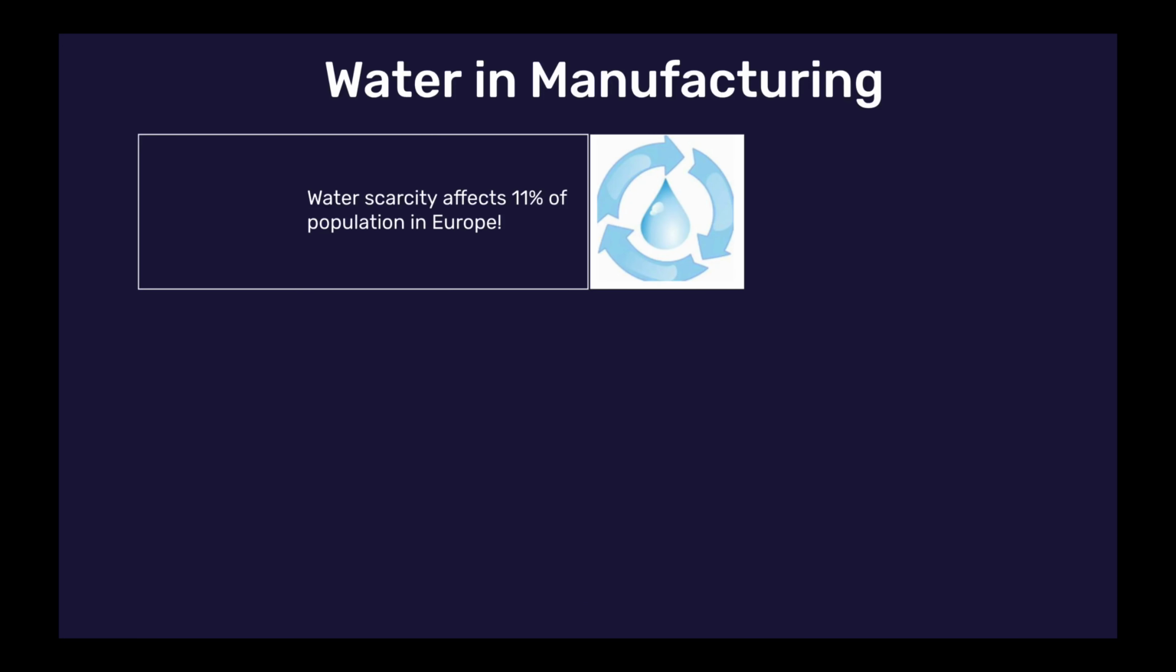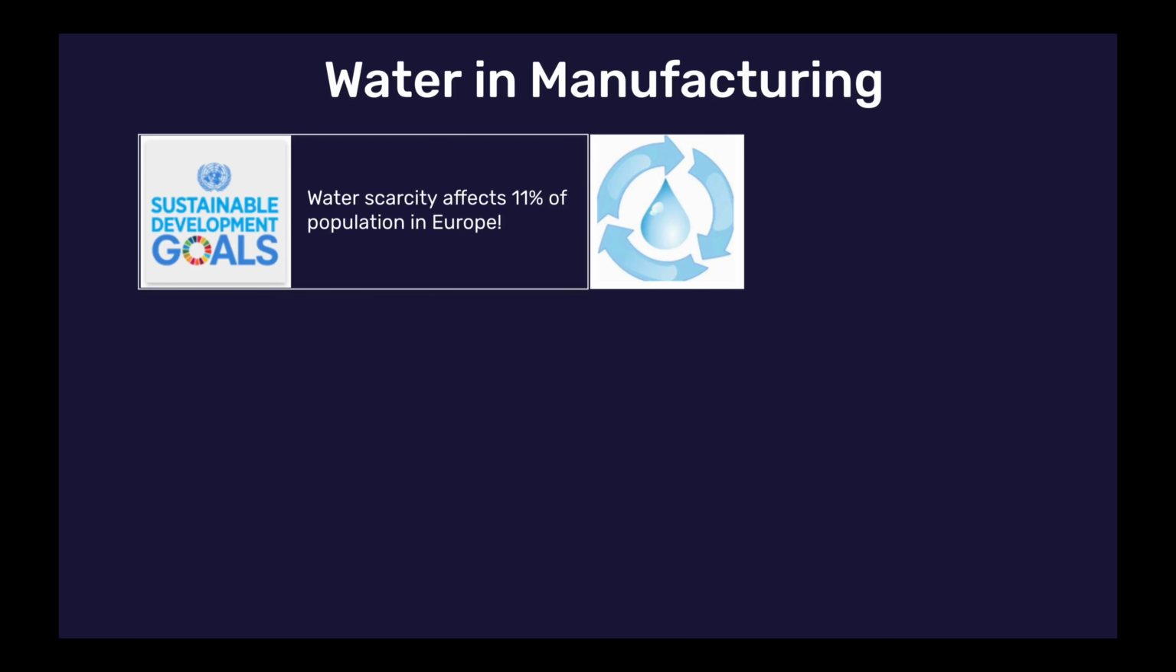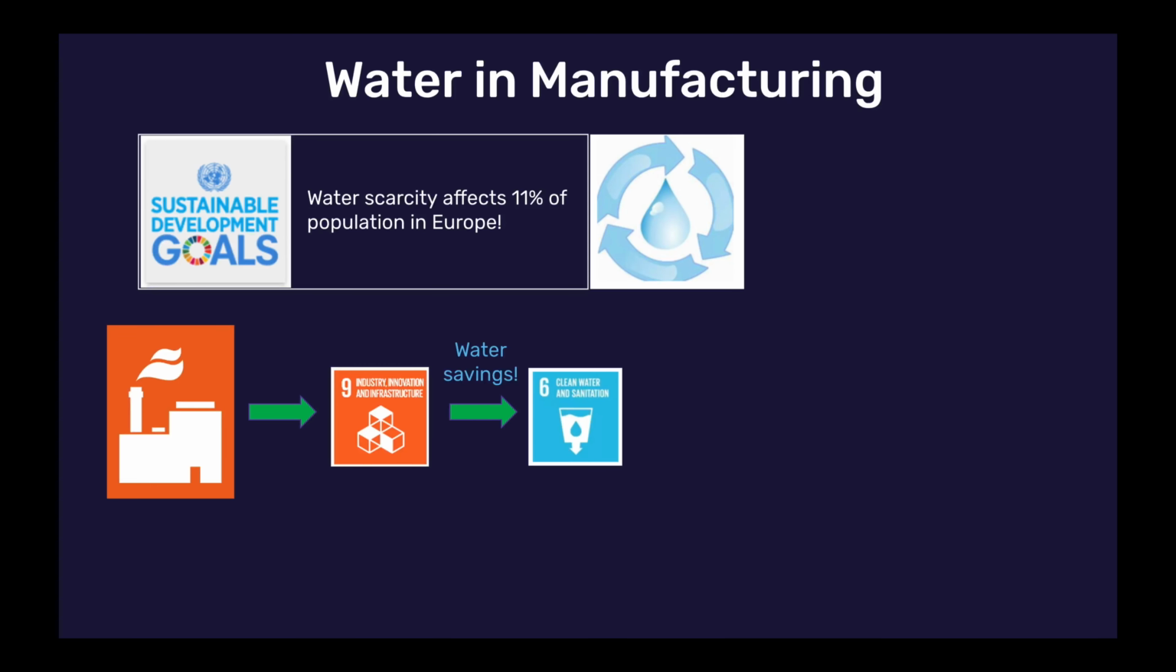Some facts and figures. We know that nowadays 11% of Europe's population is being affected by water scarcity. And concerning that, one of the Sustainable Development Goals made by the United Nations in 2015 is regarding water. And not only water, it's also related to industry, innovation, and infrastructure. So the SDGs have this idea of implementing actions to end poverty, to protect the planet, and to ensure that all people enjoy peace and prosperity by 2030.